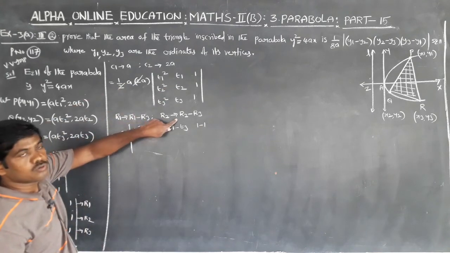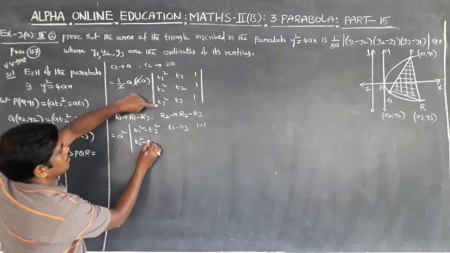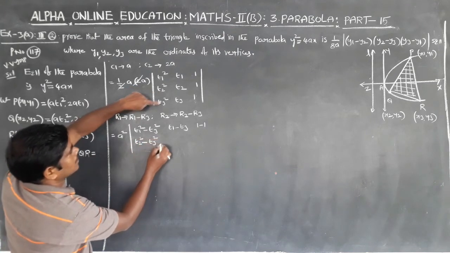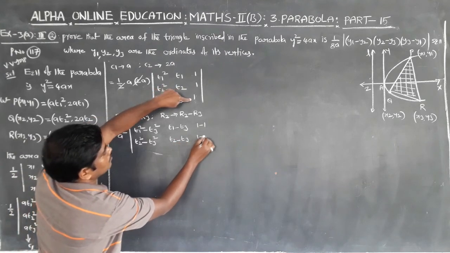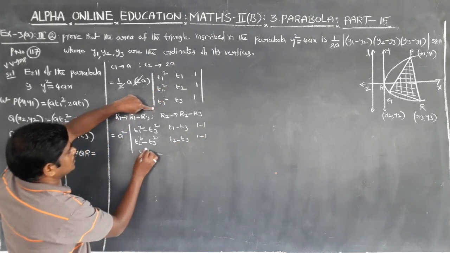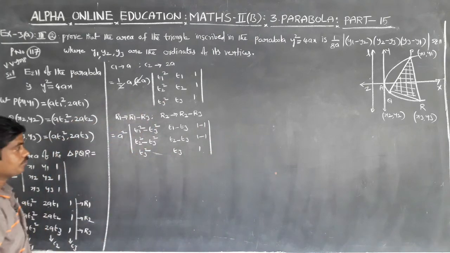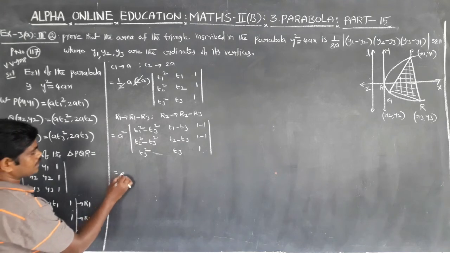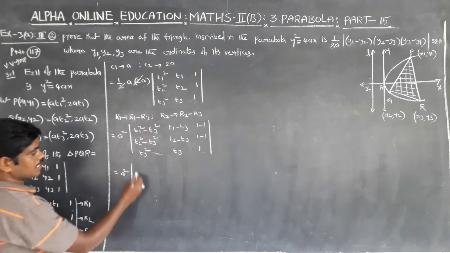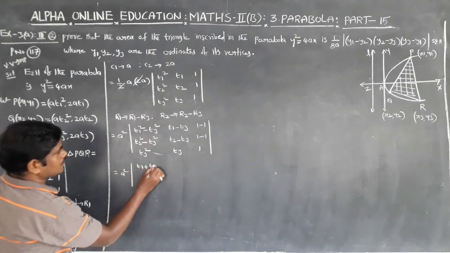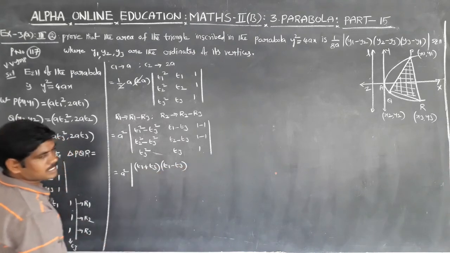R2 tends to R2 minus R3. R2 T2 square, R3 T3 square. Here T2 minus T3, 1 minus 1, T3 square, T3, 1 mod. Here A square into A square minus B square. A square minus B square is equal to A plus B into A minus B.